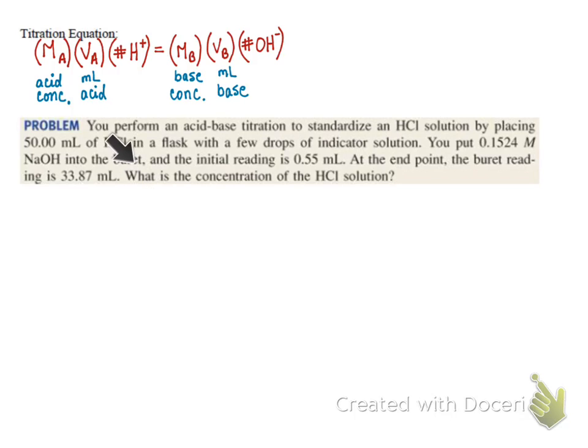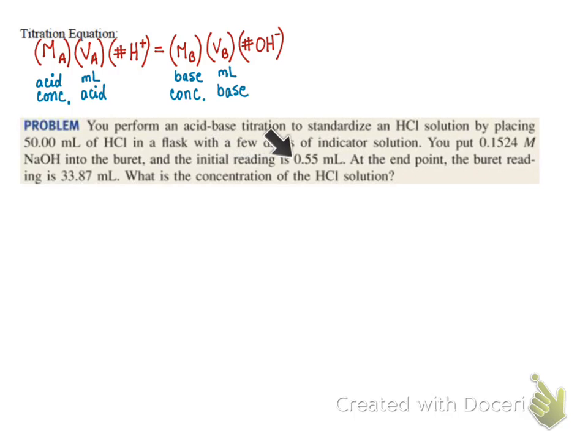So here's a typical titration problem. You're performing an acid-base titration to standardize an HCl solution, and standardize means that we're going to figure out the concentration of this HCl solution. We do this by placing 50 milliliters of HCl, the volume of the acid solution, into a flask with a few drops of indicator, that's to make it change color, and then we are going to titrate it, or add 0.524 molar sodium hydroxide, put that into the burette. A burette is a device that lets us measure the volume of the base that we're adding.